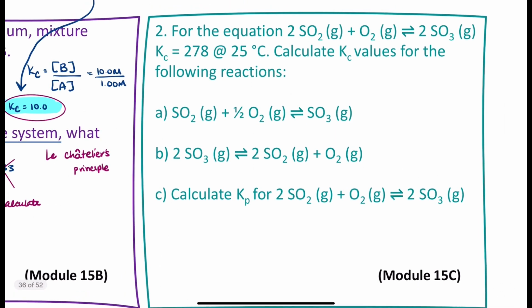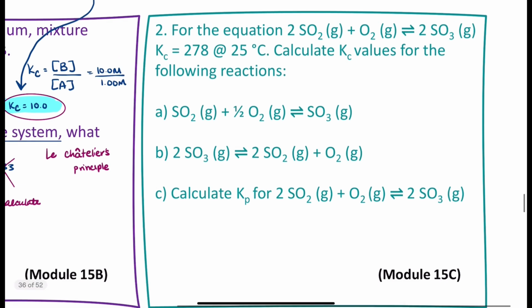Okay. But number two, for the equilibrium, 2 moles of SO2 gas reacting with 1 mole of O2 gas to produce 2 moles of SO3 gas. The Kc value is 278 at 25 degrees C. Calculate Kc values for the following reactions. Okay, so I've adjusted the reactions.